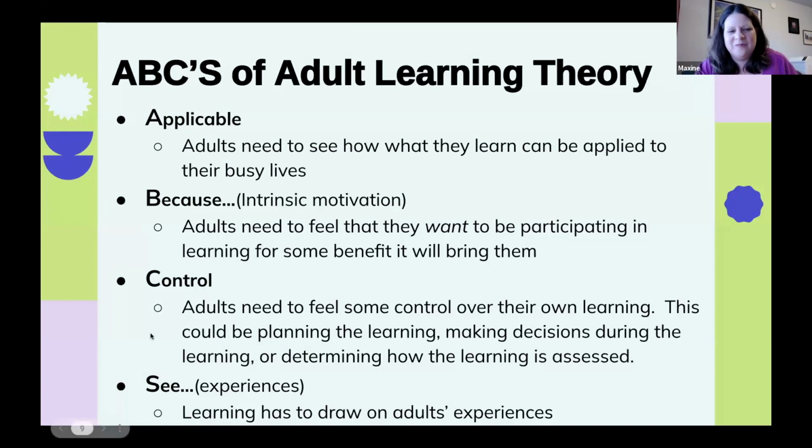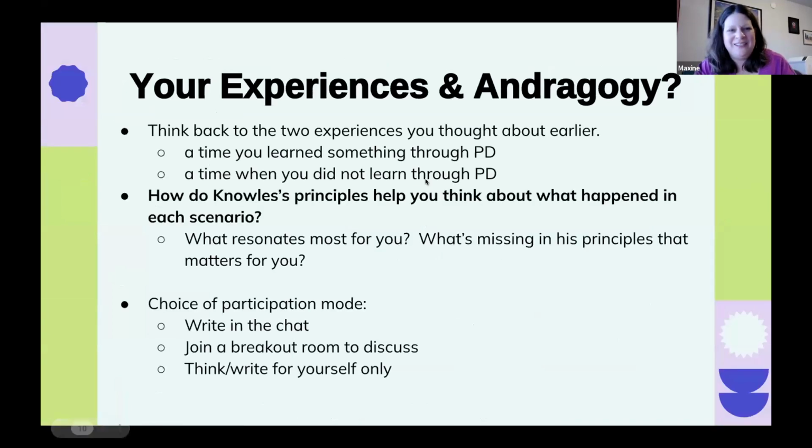So I want to give us another interactive moment, to think back to those two experiences that you wrote about or talked about, and how Knowles's principles help you think about what happened in each of those scenarios. Right in the chat, we can see there were lots that were really effective because it was problem solving. It was really focused on orientation and problem solving. We can see the importance of relevance in the examples in the chat.